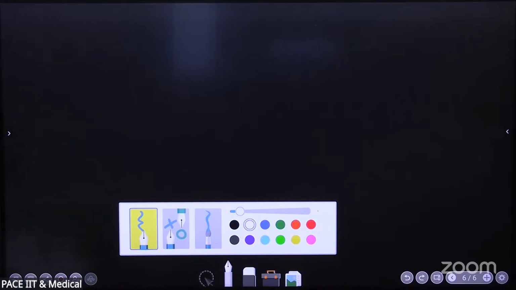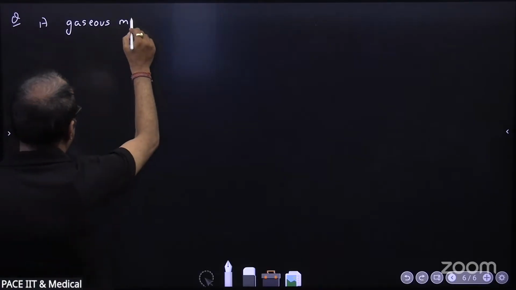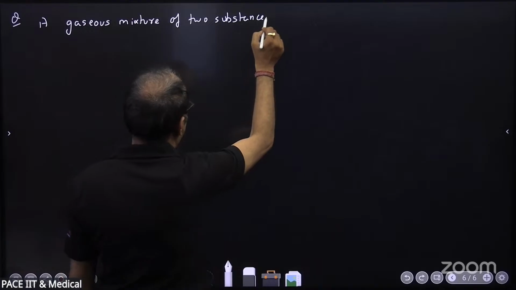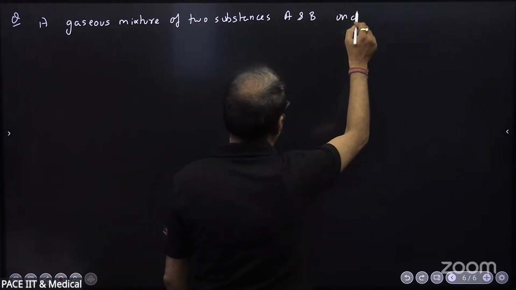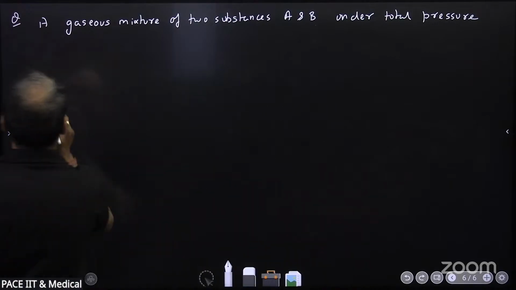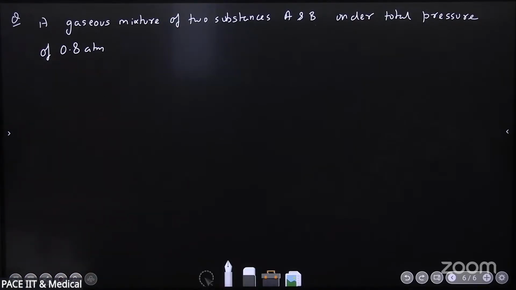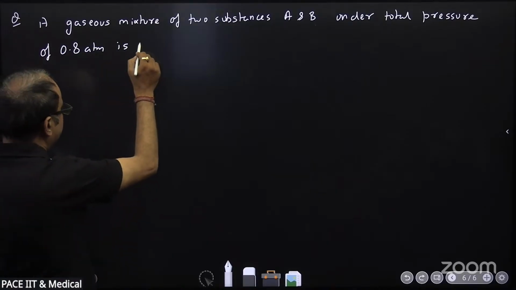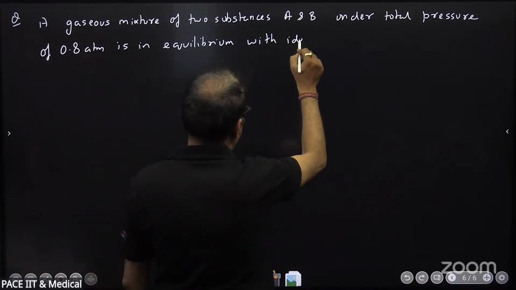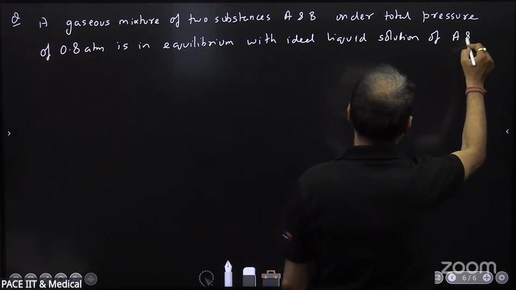So a gaseous mixture of two substances A and B under total pressure of 0.8 atm is in equilibrium with an ideal liquid solution of A and B. Okay.